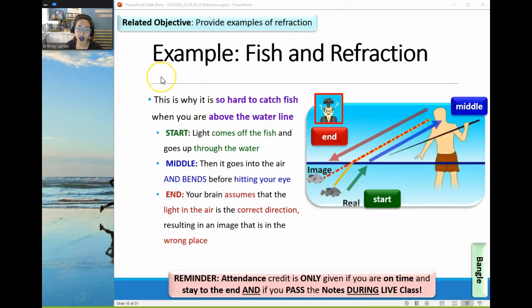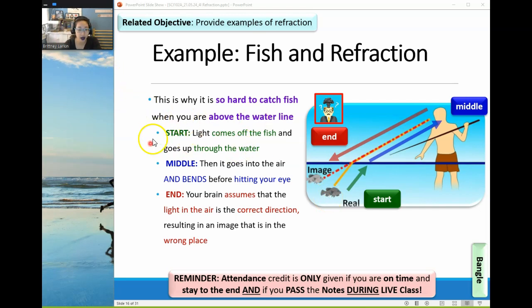All right, so let's go ahead and talk a little bit about this. This is why it's so hard to catch fish when you are above the waterline. If you've ever tried to catch a fish or catch anything underwater while you are above the water, you'll know that it's actually really hard to do because everything looks like it's in a different spot than it really is. So what you can see here, for example, is where we see the fish, but in reality the fish is actually a little bit lower and closer to you. So this is important to understand if you're ever spear fishing for some reason, that you should actually aim a little bit underneath the fish because of how light bends.